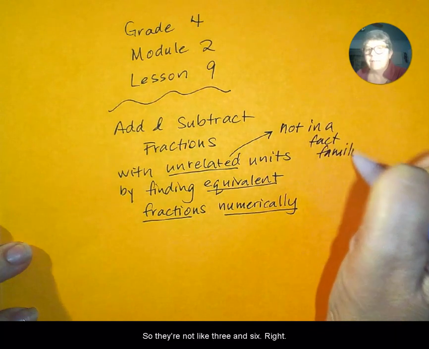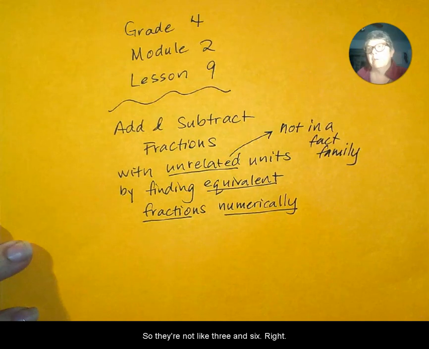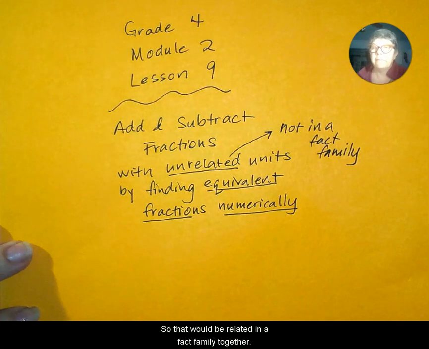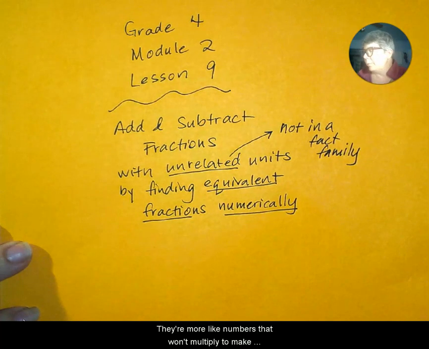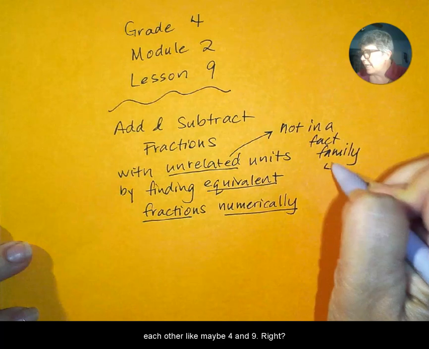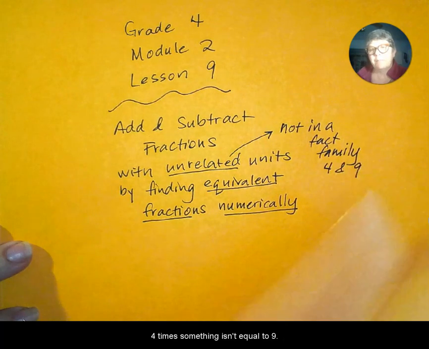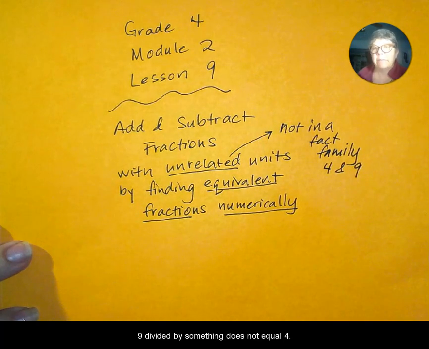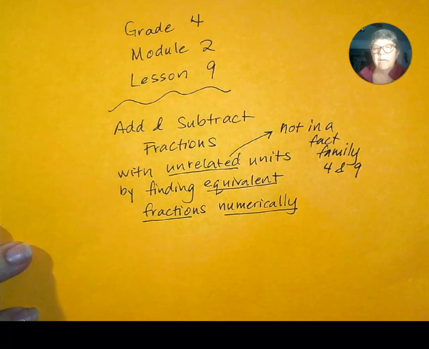So they're not like 3 and 6, right? 3 times 2 is 6. So that would be related in a fact family together. They're more like numbers that won't multiply to make each other, like maybe 4 and 9, right? 4 times something isn't equal to 9. 9 divided by something does not equal 4. So that's unrelated, not in a fact family, okay?